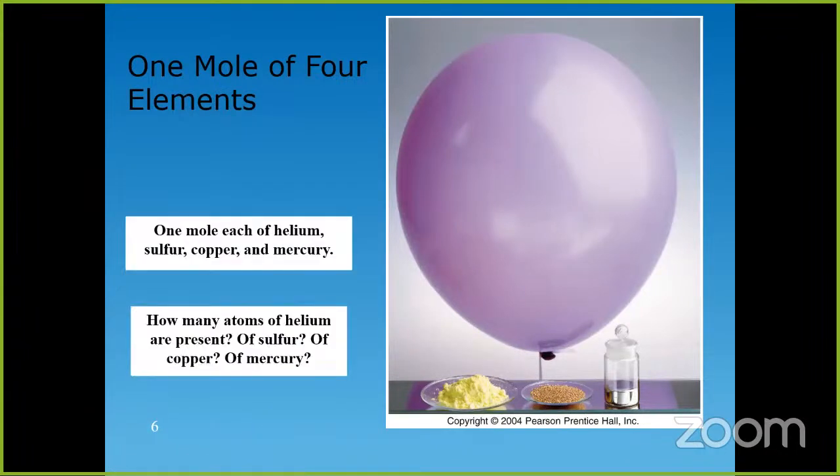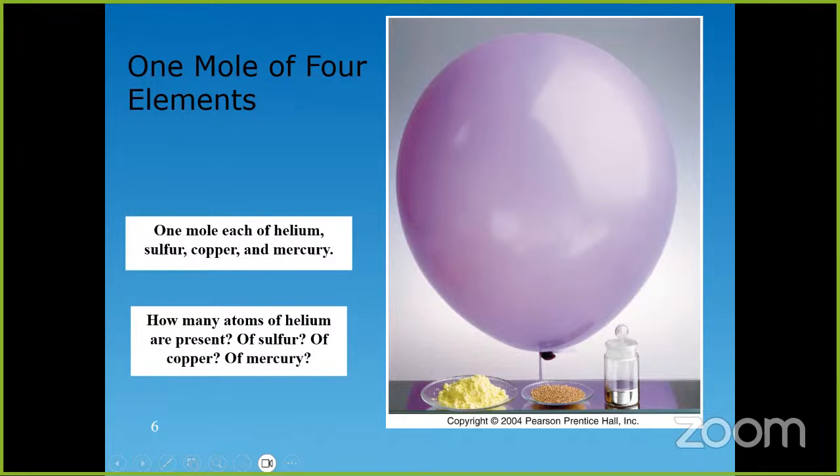Okay, so again, just to give you a picture of what we're talking about when it comes to 1 mole, what we're looking at here are 3 different elements: helium in the balloon, sulfur, which is this yellow stuff right here, copper, which is this reddish brown shiny stuff here, and mercury, which is a liquid metal, all right? And these here basically represent 1 mole in each case, right? Now, of course, their masses are going to be different. We're dealing with different elements. So therefore, you wouldn't expect 1 mole of helium to have the same mass as 1 mole of mercury, right?